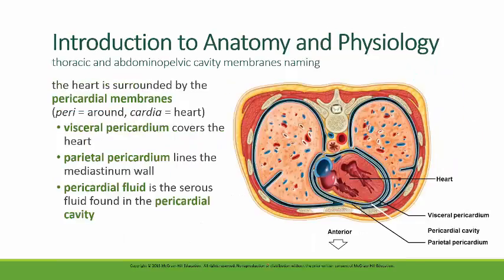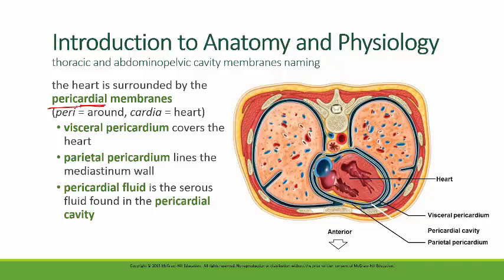Okay, so now let's try to explain the three different serous membranes that are associated with the ventral body cavities. The first is the membranes that are surrounding the heart. And so these are referred to then as the around cardial, around the heart membranes, the pericardial membranes.